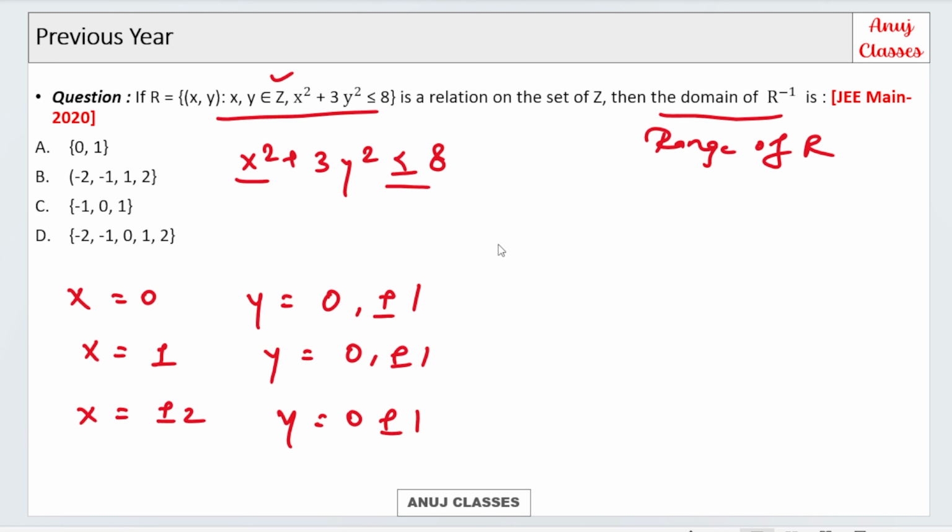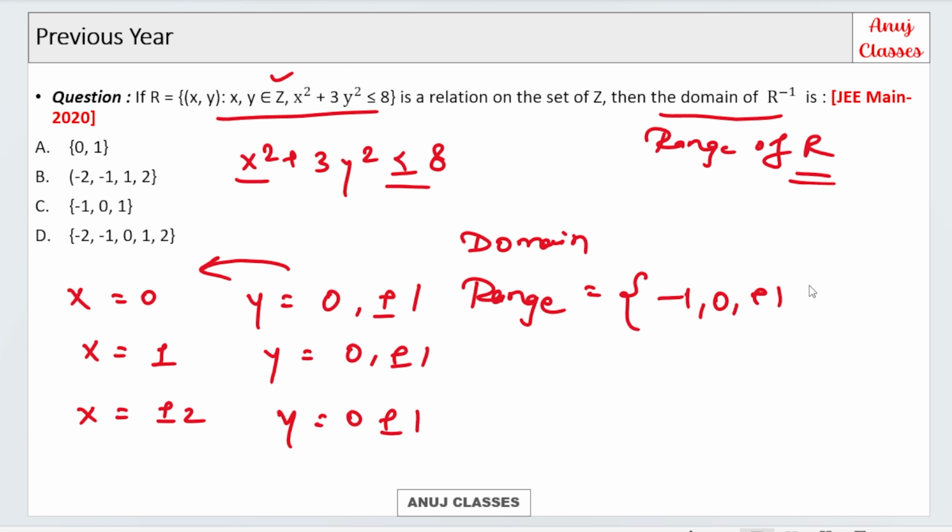If I say the domain and range, we have to find the range. So range is nothing but the values of y which are related to x. This is minus 1, 0 and plus 1, and this will become the domain of R inverse. So this will be our answer.